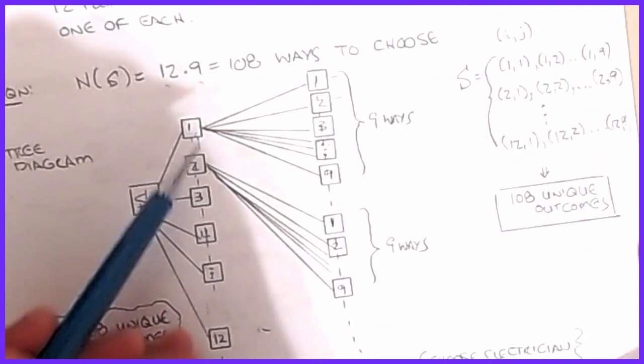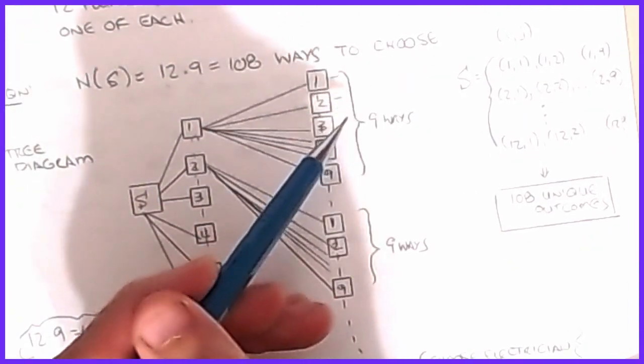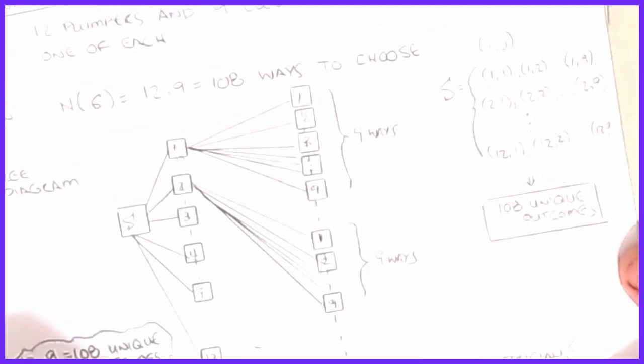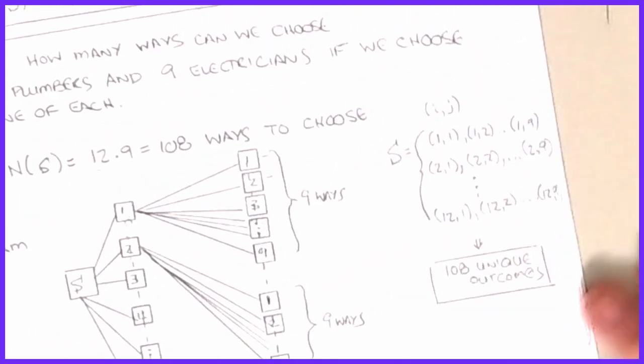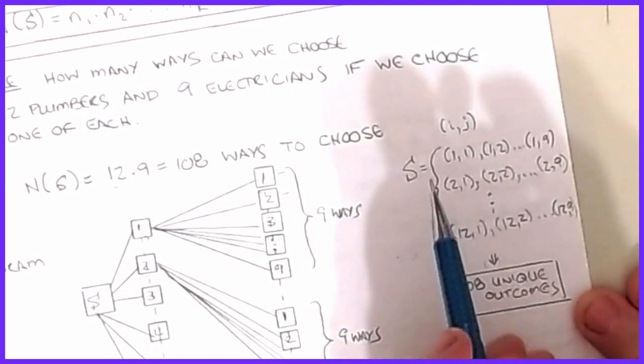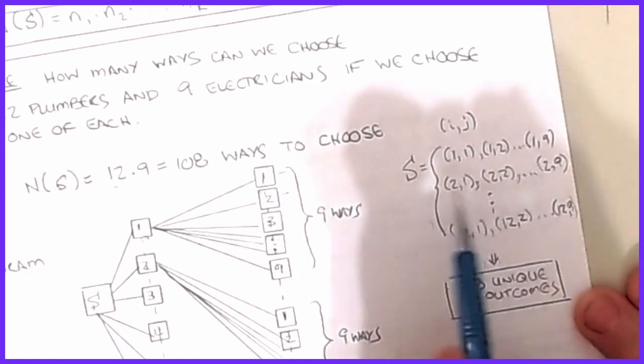And how did I get that? Well, for every one of these, there were 9 of these. So 12 of these times 9 of these, there's your product formula. That's where it's coming from. We could have sat here and written out all of these, and there are only 108 of them, so I guess it wouldn't take too long.